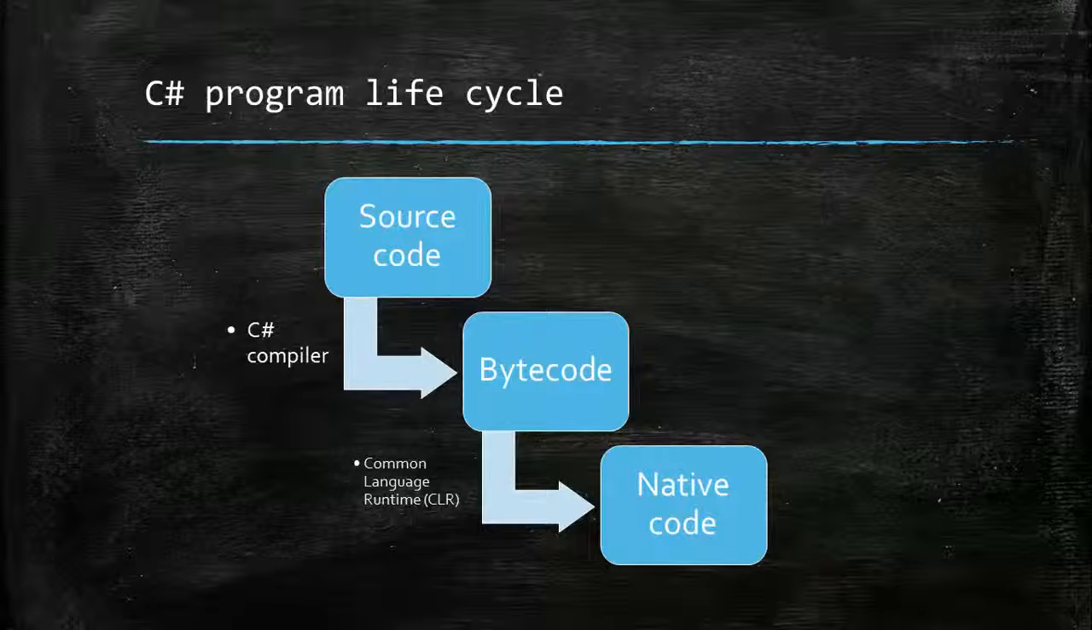What is the life cycle of a C# program? First, you write your source code in the IDE or the text editor, and then the C# compiler converts it into bytecode. It doesn't convert it into machine code directly. And then the Common Language Runtime, or CLR, converts the bytecode into native code, or machine code.